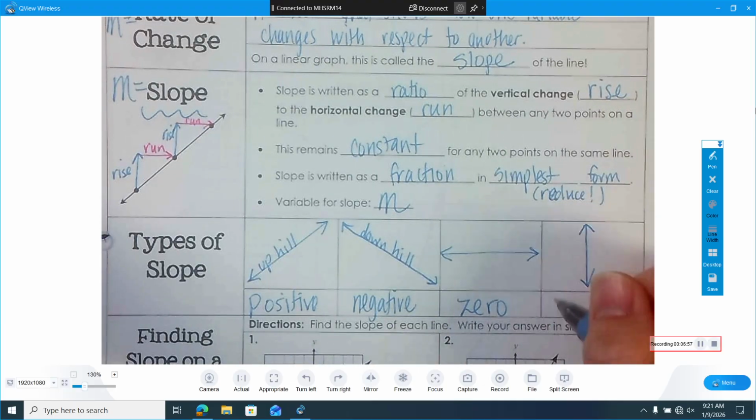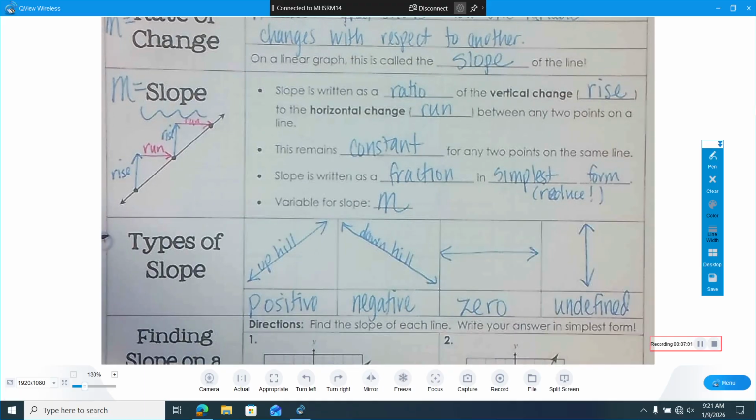And a vertical slope is undefined. And I'll talk more about that later. A vertical slope is impossible. This is what my worst nightmare is.